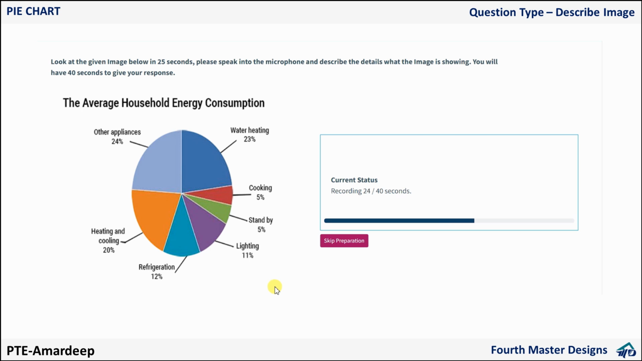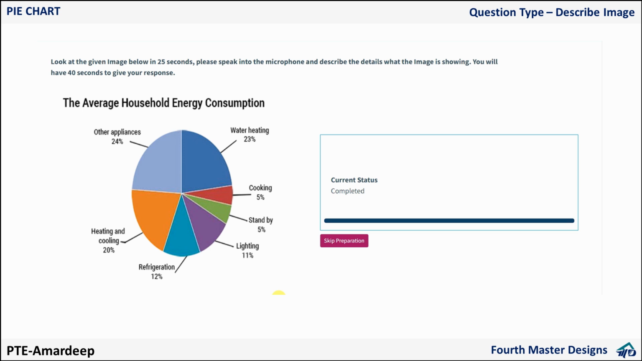On the other hand, the percentage of cooking and standby was the lowest, that is 5%. For the other categories such as heating and cooling, refrigeration, lighting, the percentages were 20, 12, and 11 respectively. That's all, guys. This is how you need to describe the image.